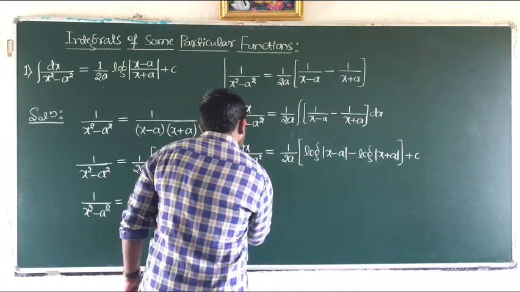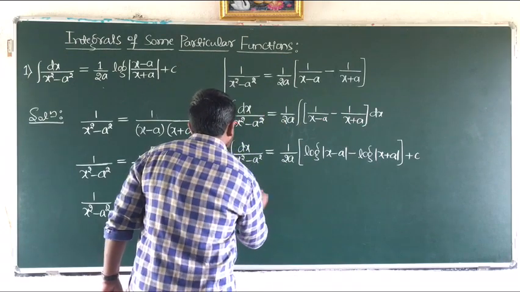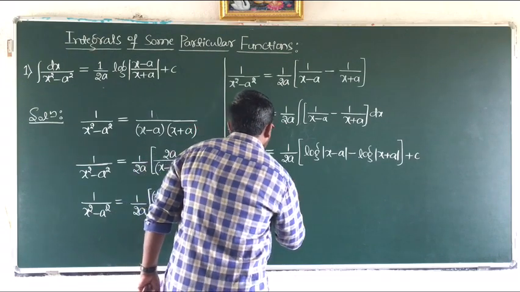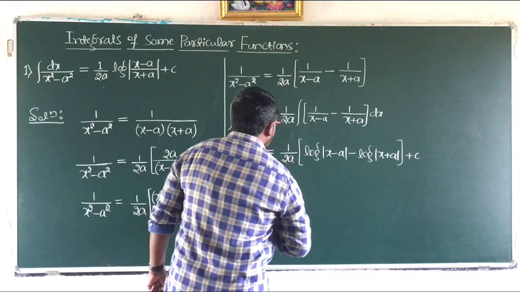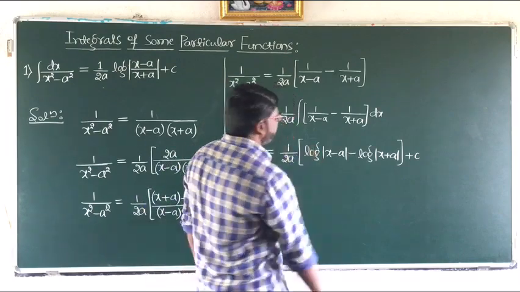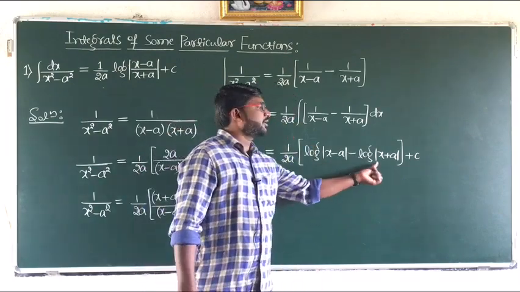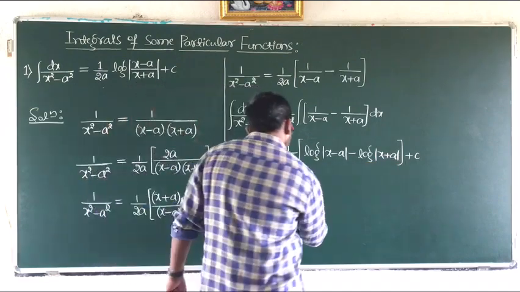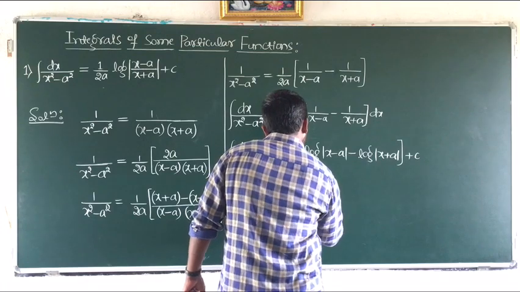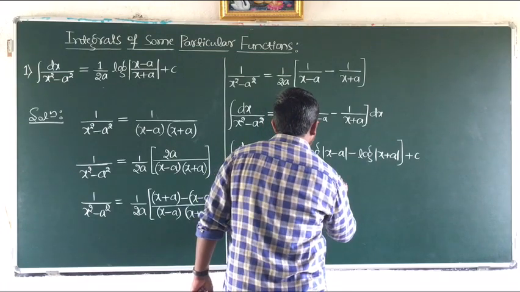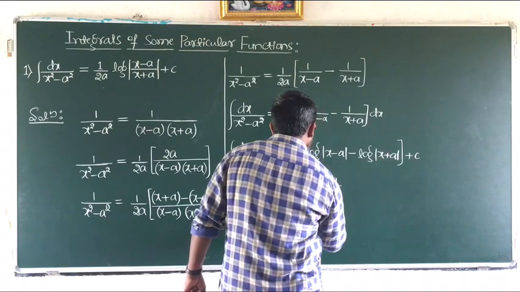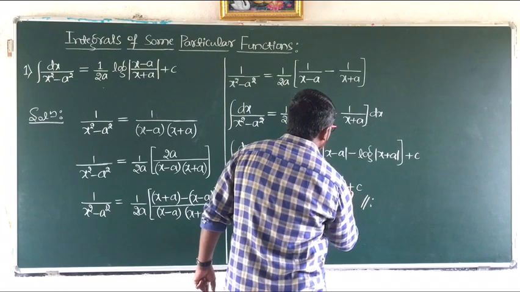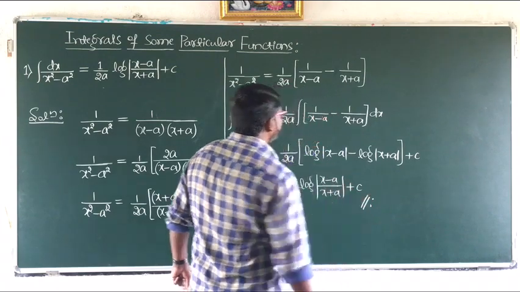Now integral dx by x square minus a square equals 1 by 2a, then this is in the form of log x minus log y. What is log x minus log y? It is log x by y. So we get log x by y. Here x is x minus a, divided by y, which is x plus a, plus c. So this is the proof for the first standard result.